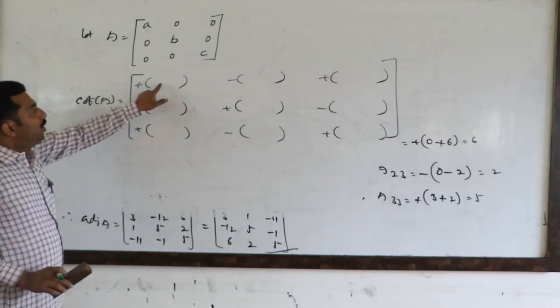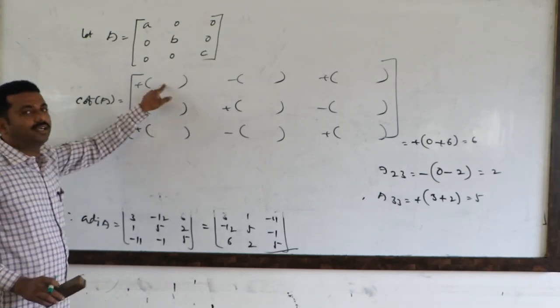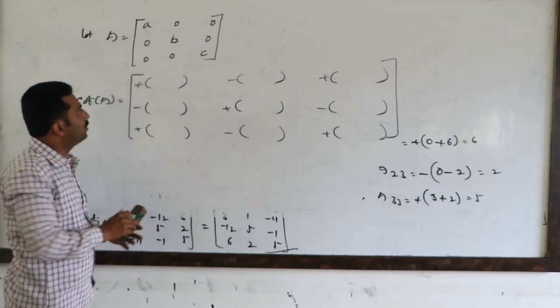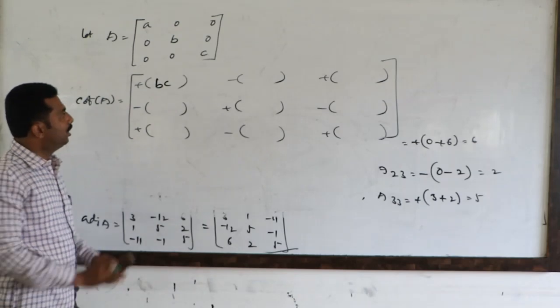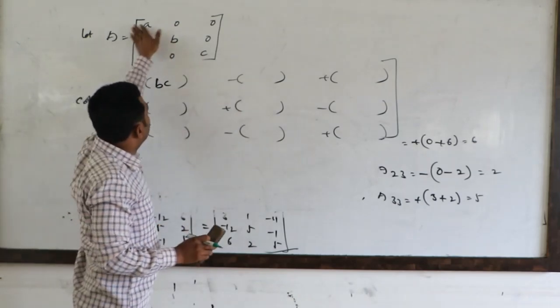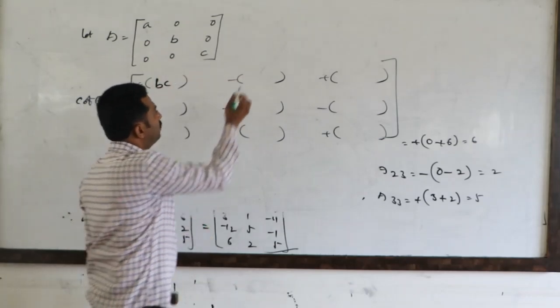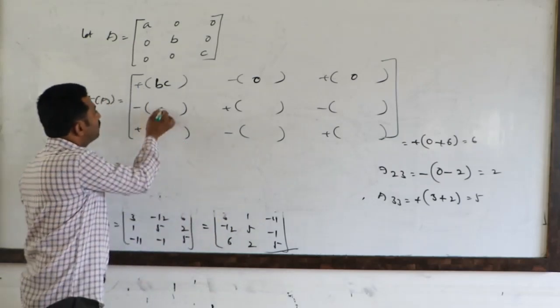This element, if you want to fill up this blank, you have to close the first row, first column. B into C, that is BC minus 0. This one, first row, second column: 0 into 0, nothing but this is completely 0. This is completely 0. This is completely 0.